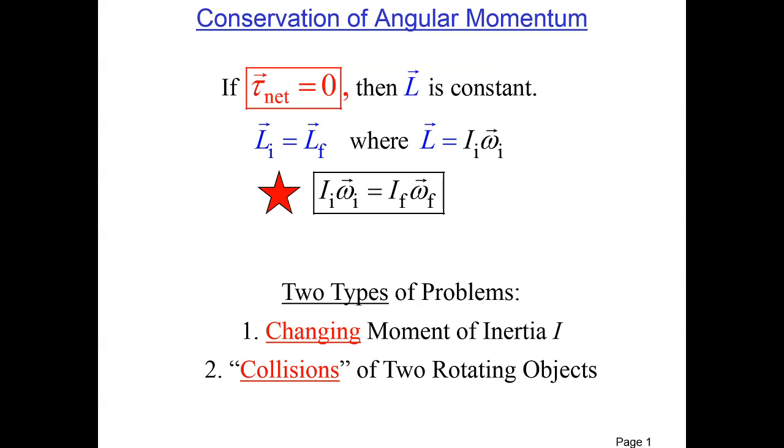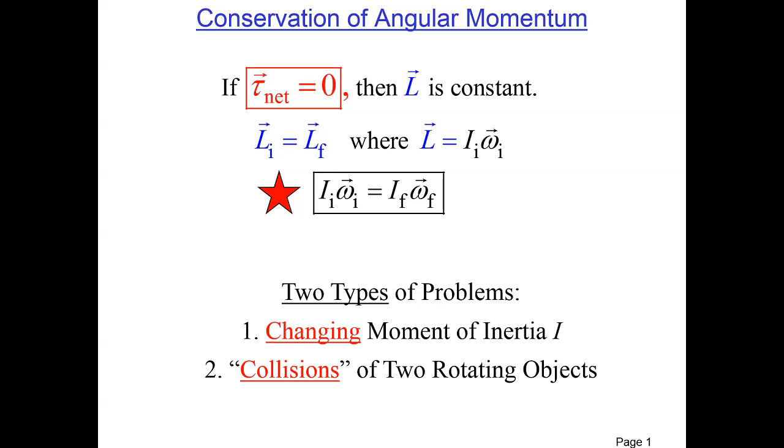The classic example of this is a figure skater who, as they spin around, first starts out with their arms out, and then as they pull their arms in, they spin faster and faster because they have reduced their moment of inertia by pulling the weight of their arms in. Due to conservation of angular momentum, their angular velocity has to increase because the product of those two things is a constant.